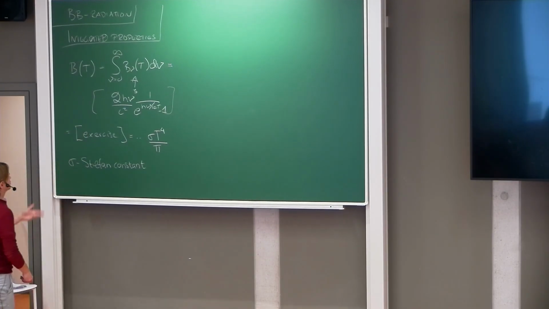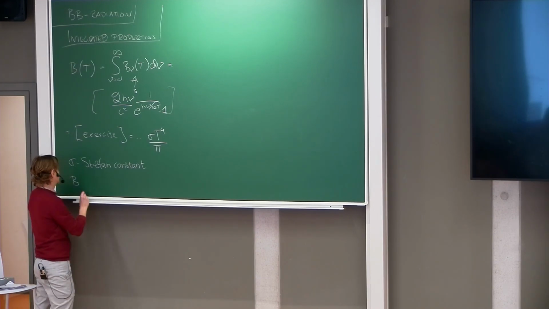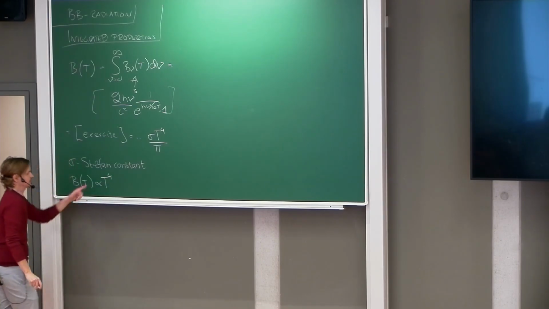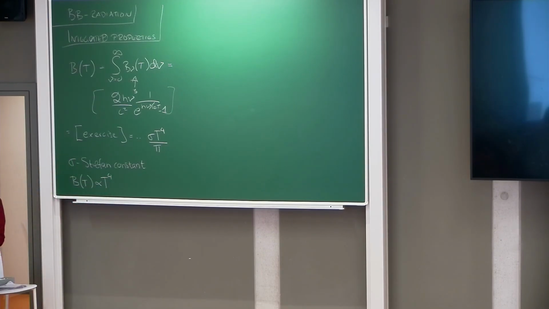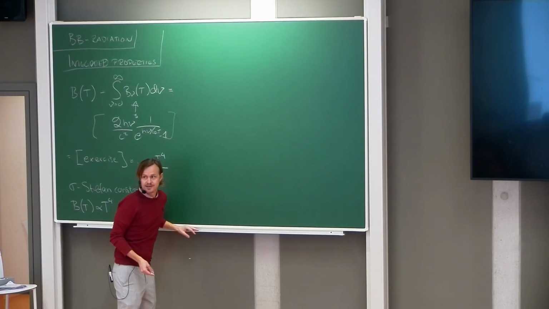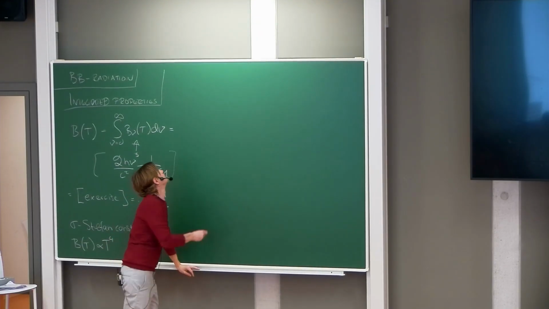The second thing we can just see here is that, for B of T, the integrated property is proportional to T to the fourth. So the integrated value is higher the higher the temperature becomes.